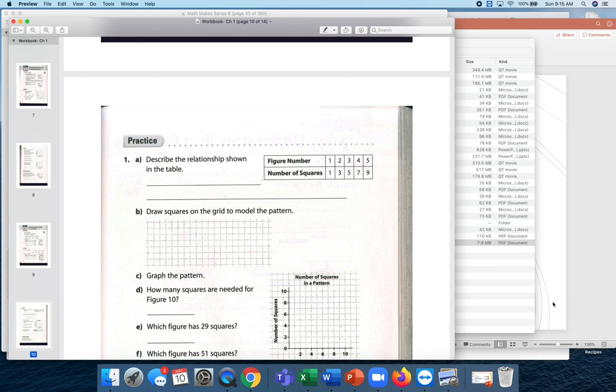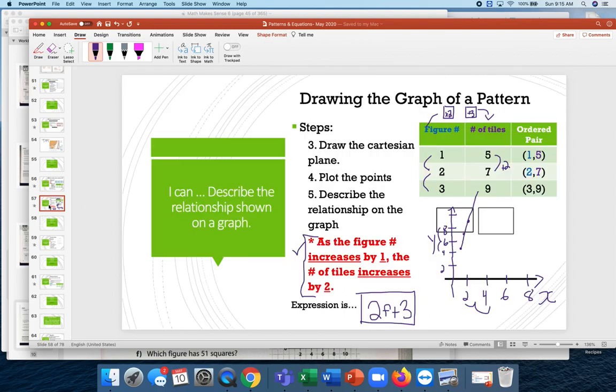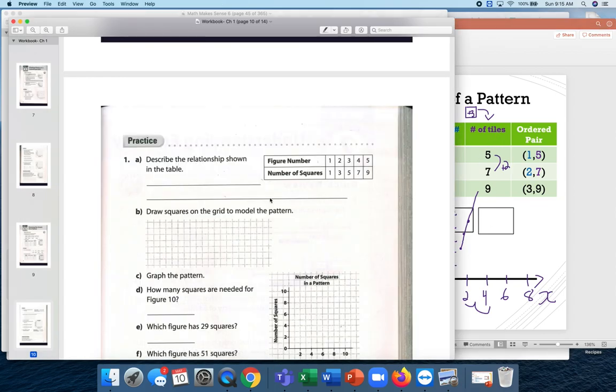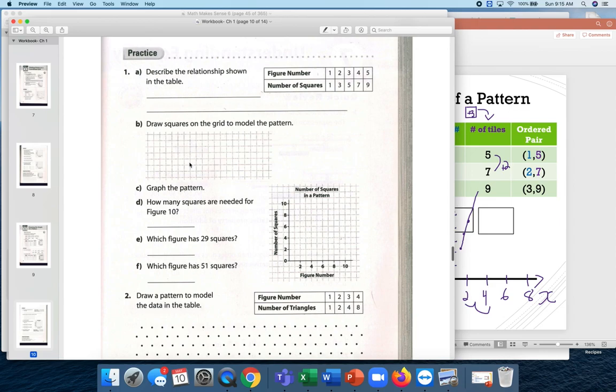So that's really similar to this, right? As the figure number increases by 1, the number of tiles increases by 2. So it's just the input rule and then the output rule. That's describing the relationship shown on the graph. Okay, so that's going to be really similar to this. Next, draw the number of squares on a grid to model the pattern. Hopefully you kind of understand what they're asking.